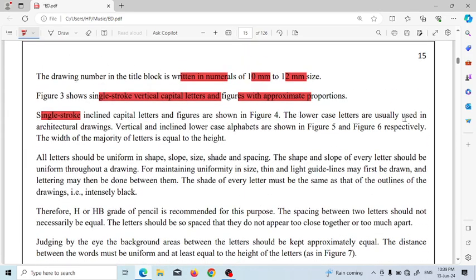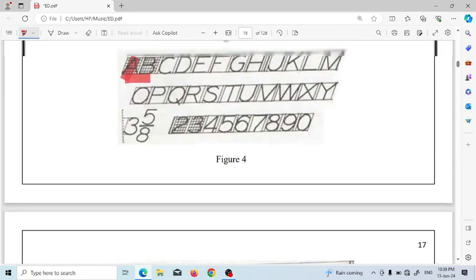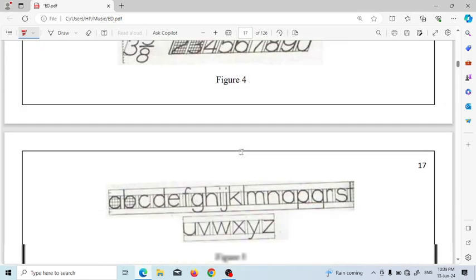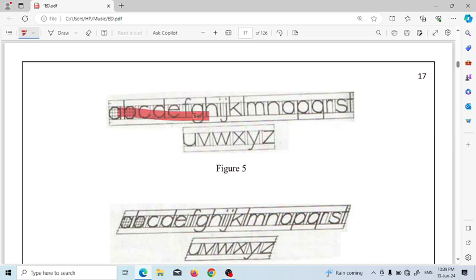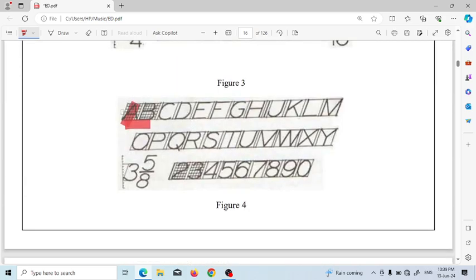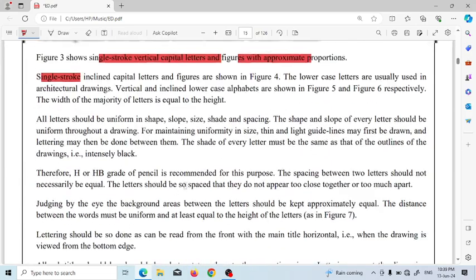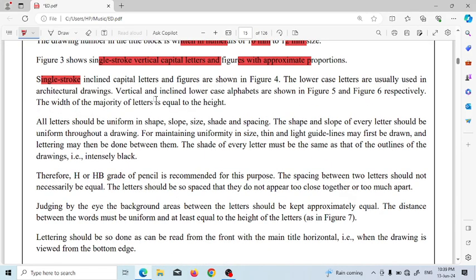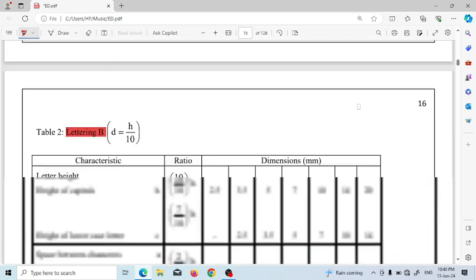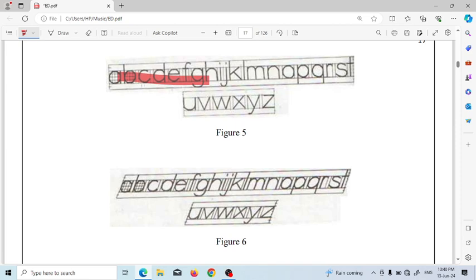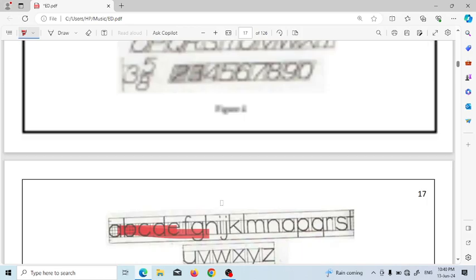The lowercase letters are usually used in architectural drawing. These are the lowercase letters. This is uppercase. This is lowercase. Vertical and inclined lowercase alphabets are shown in figures 5 and 6. Here is the vertical lowercase letter. This is inclined lowercase letter.